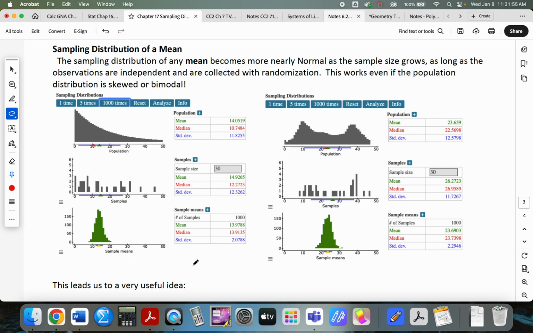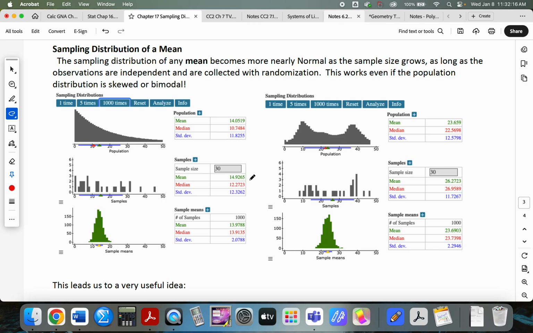Do you put the 30 samples back, or do you go back to...? Yeah, you always replace, and then mix it up and choose 30 more people from the population. Yep. Take that mean, put it on this third graph, and then do it again 1,000 times. Okay. So this is just a single sample.